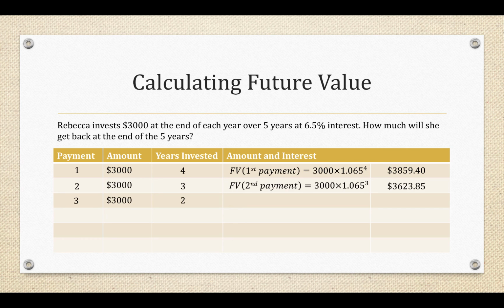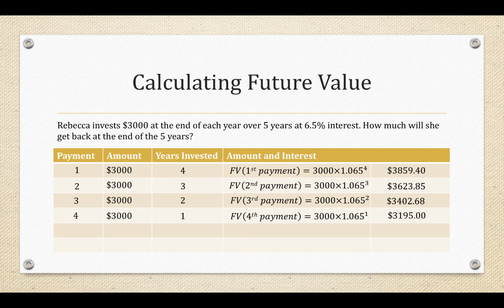Our third payment of $3,000 is invested for 2 years. So our future value of the third payment is 3,000 times 1.065 to the power of 2, which gives us $3,402.68. And then our fourth payment, which is only there for 1 year, we will get 3,000 times 1.065 to the power of 1, giving us $3,195.